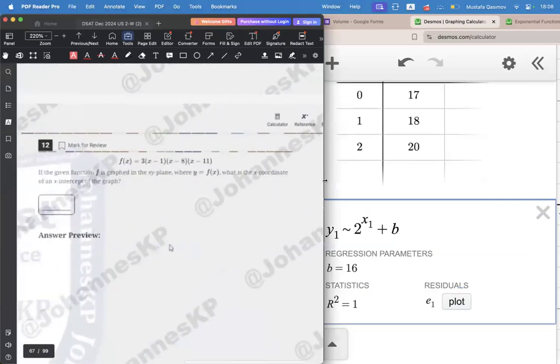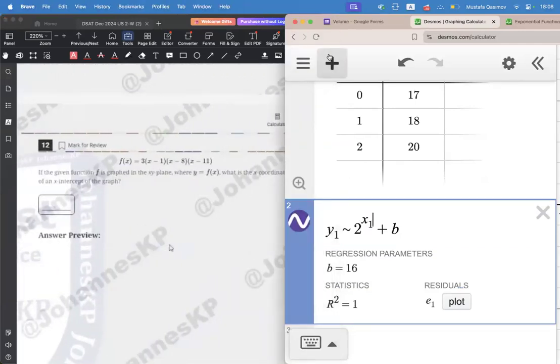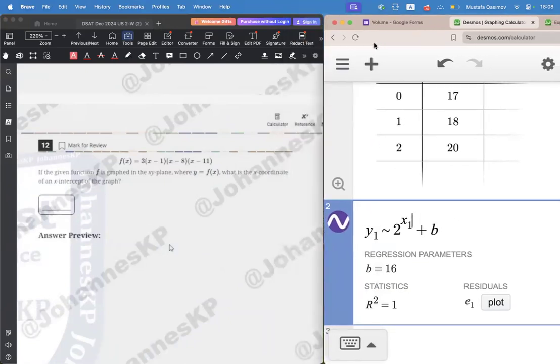12. What's the x coordinate of x-intercept of the graph?